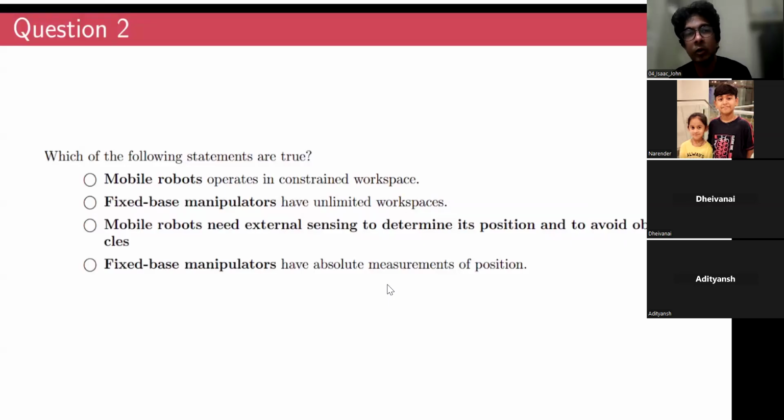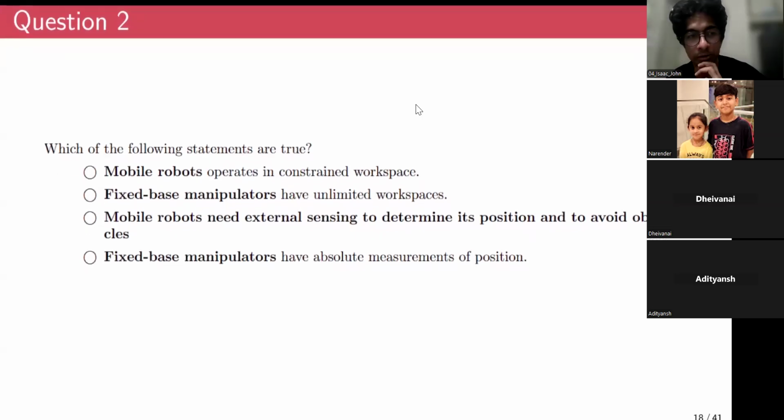And please note that there could be questions that can have multiple correct answers. So any options, any answers? What about the first option? Mobile robot operates in a constrained workspace. That's obviously false. Yes.